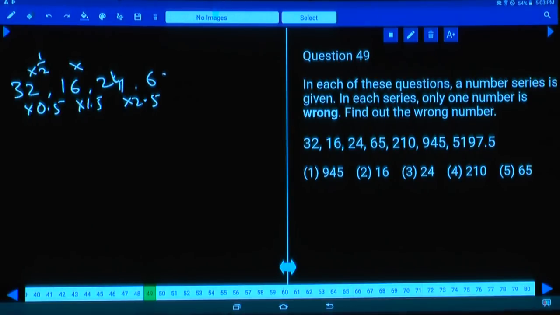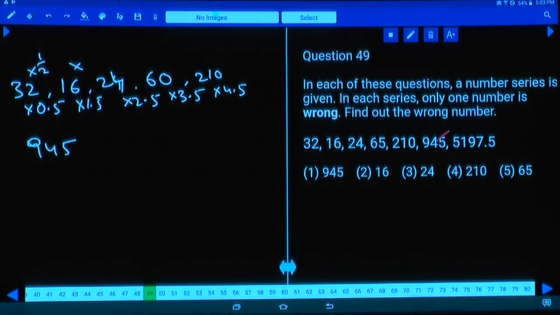If 60 is there, then 60 into 3.5 is how much? 60 into 3, 180 plus 30, 210. Whether it is there or not, 210. And 210 into 4.5, how much is that? 210 into 4, 840, and 840 plus 105, 945.